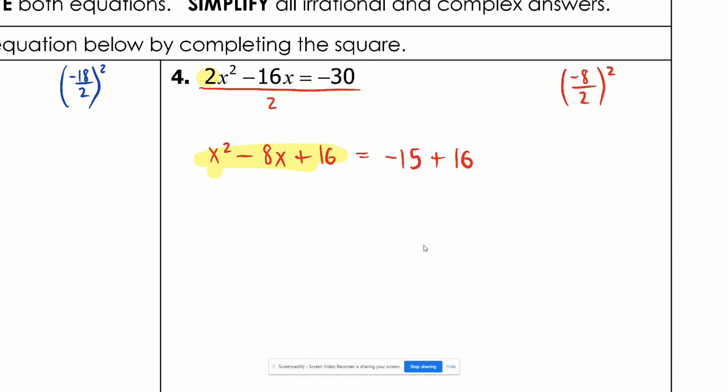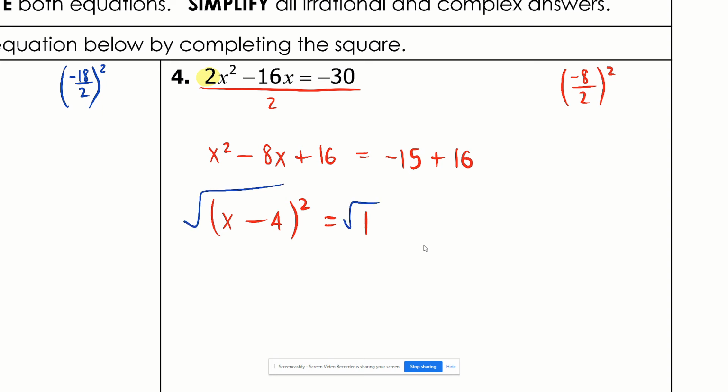So what's the binomial squared that we can break it back down to? Well, what multiplies by itself to get x squared? X. What multiplies by itself to get 16? 4. And what's that sign in the middle? Minus. So this is the binomial squared that would have given it. So look at the right side. What's negative 15 plus 16? That's a 1. So now, last steps, we take the square root.